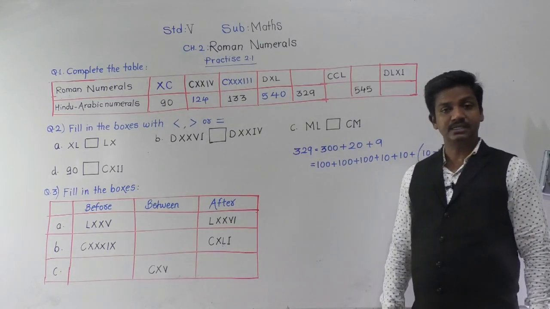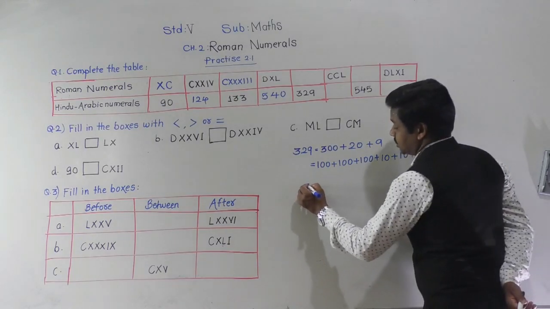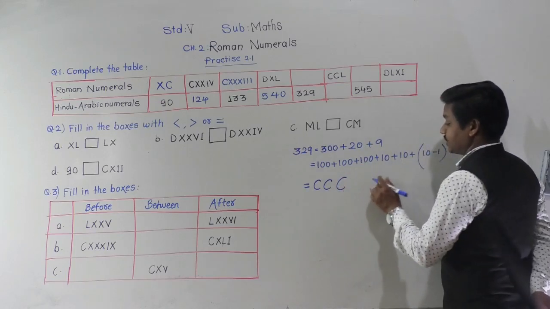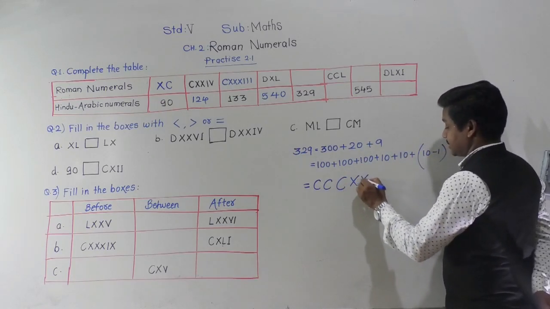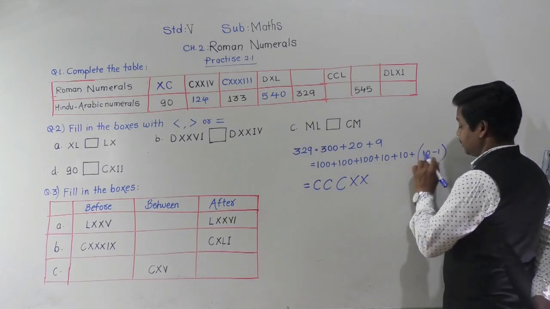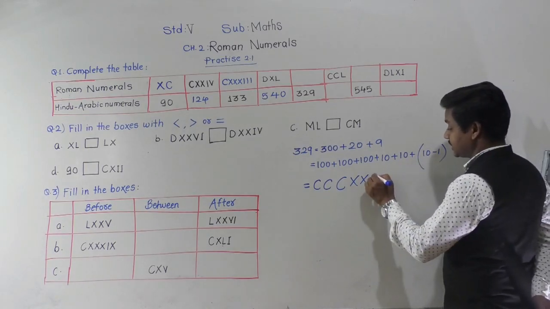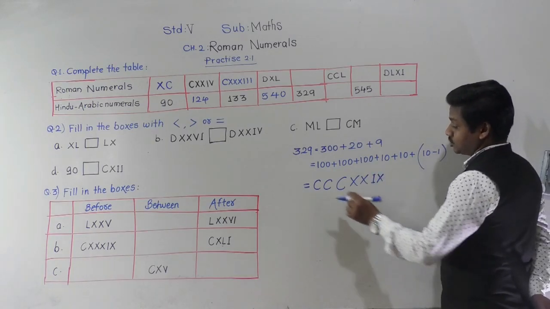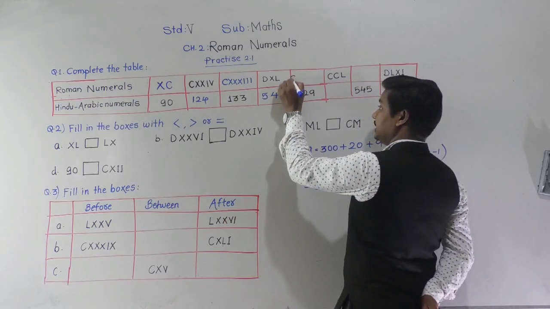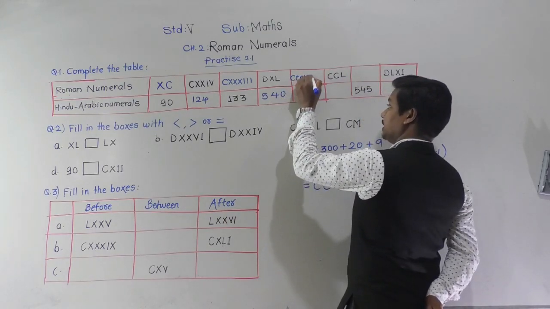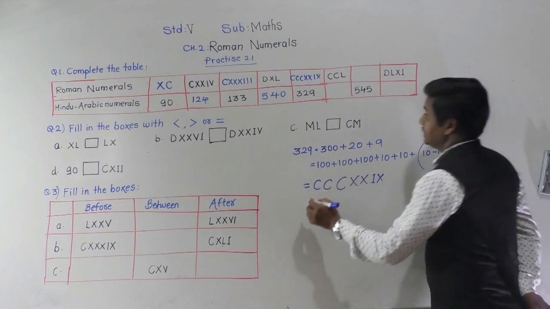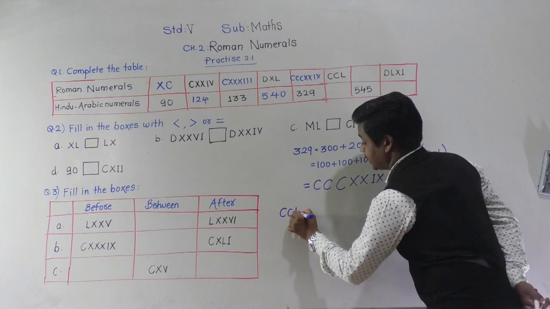So, 100 means C, this 100 means C, this 100 means C. 10, 10 means X, X. And 10 minus 1, 9. When there is 10 minus 1, the value of 1 is written first and then X. So, triple C, X, I, X. That means 329. Okay?